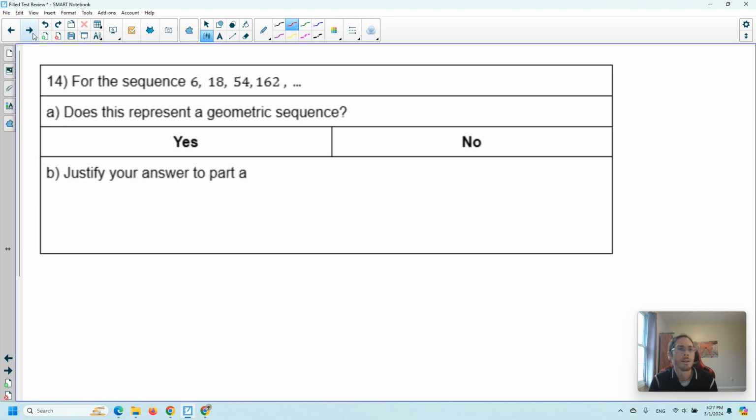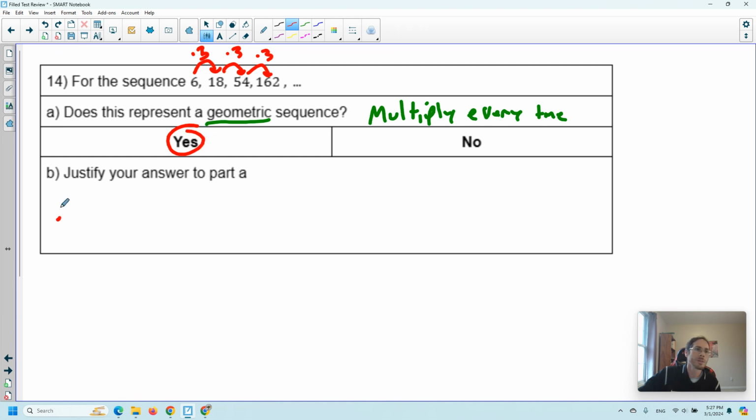All right, for 14, for the sequence 6, 18, 54, 162, we've got to find out if it's a geometric sequence. So again, for a geometric sequence, it counts if it is multiplying every time. Remember, dividing counts as multiplying. So we just have to check. How do I go from 6 to 18? Times 3. 18 to 54, times 3. 54 to 162, times 3. So the answer is yes. And the reason is we're multiplying by 3.